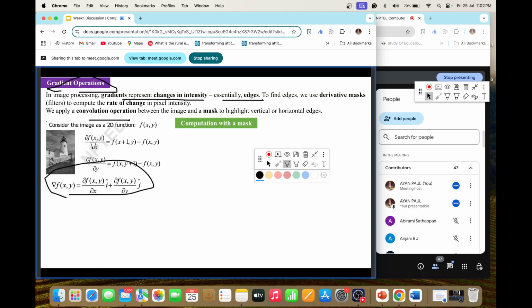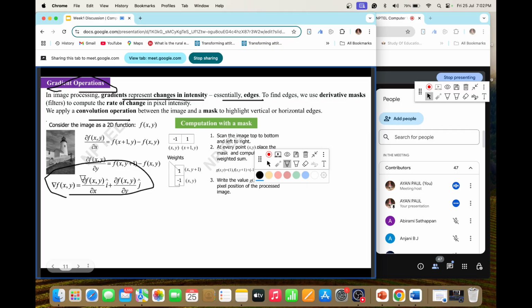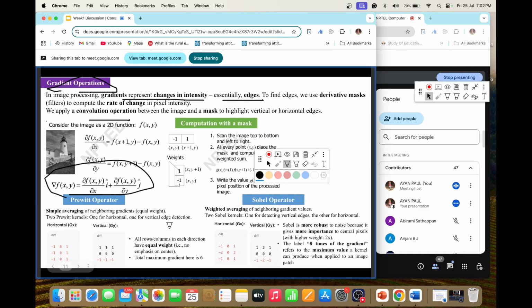You all know this formula of gradient: del f by del x for the i cap, that means the x direction, and del f by del y for the j cap. Del f by del x means you are doing the partial differentiation, not the complete differentiation. So this is just a formula. These two operators are very common in edge detection: the Prewitt operator and the Sobel operator. I have told you, normally we cannot find the change in intensity without having the mask.